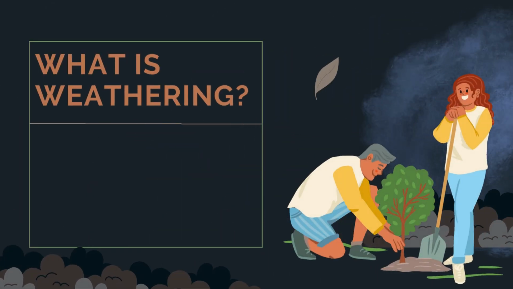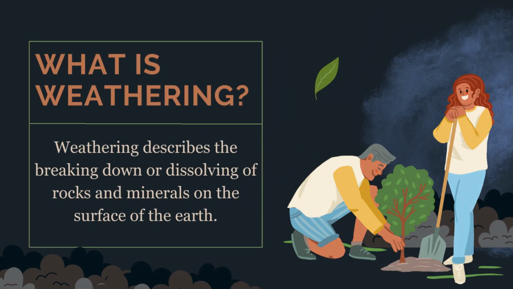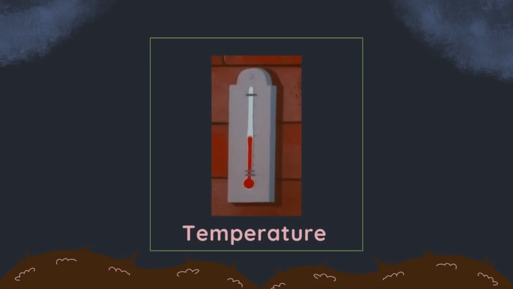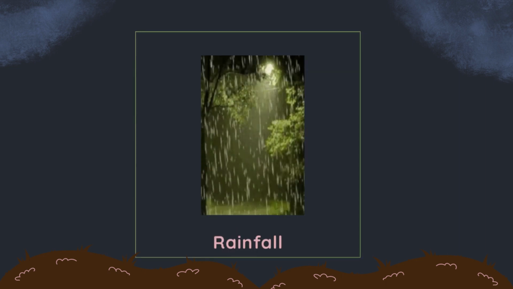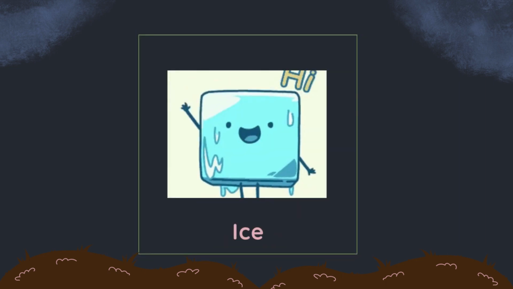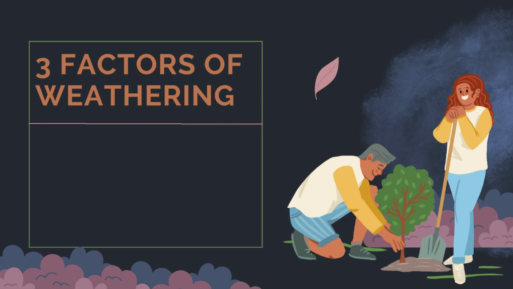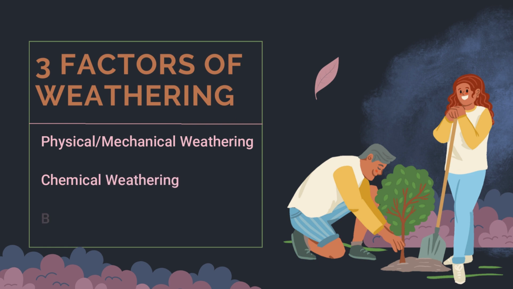What is weathering? Weathering describes the breaking down or dissolving of rocks and minerals on the surface of the earth. We have temperature, rainfall, and ice. There are three types of weathering: physical or mechanical weathering, chemical weathering, and biological weathering.